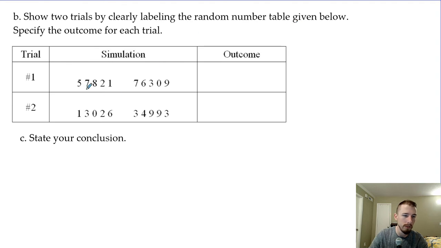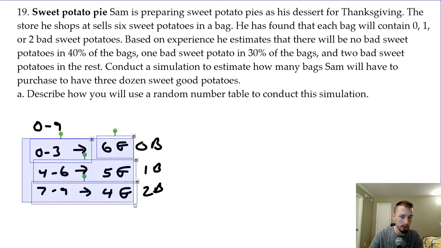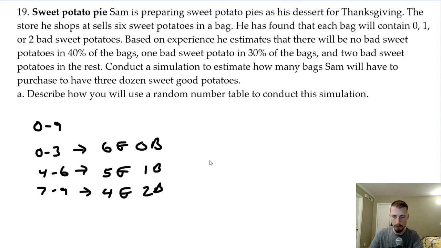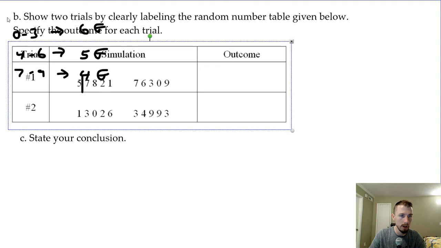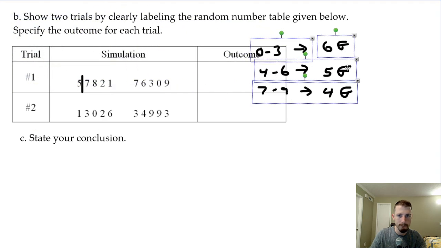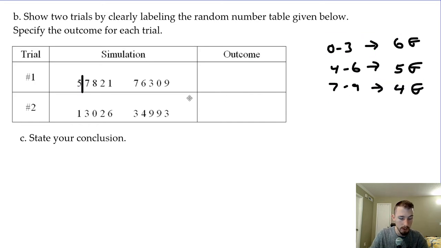All right, show 2 trials by clearly labeling the random numbers given below. Okay, so the first one we had was 5, and if we go back, 5 was, actually, let me copy and paste this. It's all on the same page for you, which makes it a lot easier, but for me, it's not. So let me put this over here. There we go. That way I can reference it. So the first one we had was 5, which meant that it had 5 good ones. So I'm going to put 5 above that for 5 good ones. And I'm going to do a running tally as I go. That might make this easier.